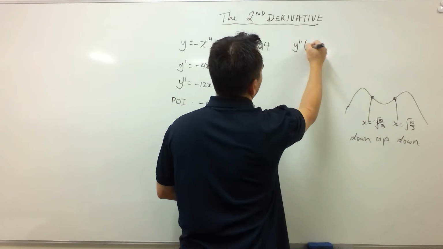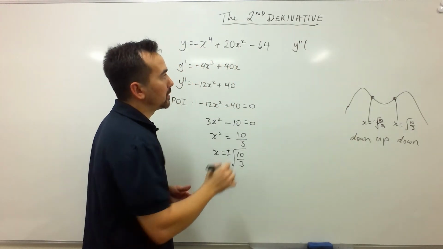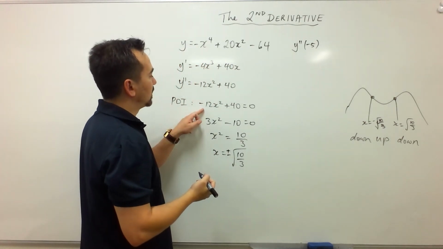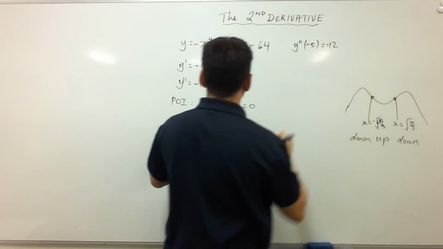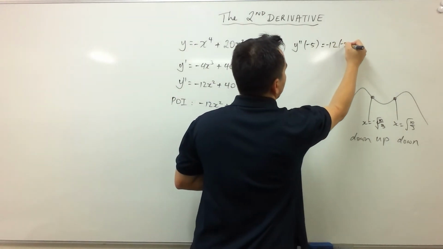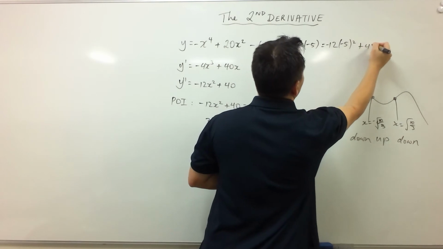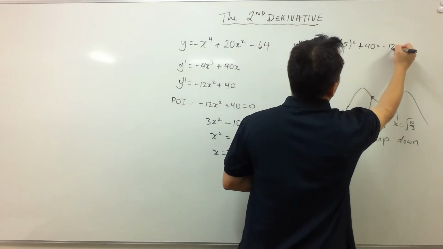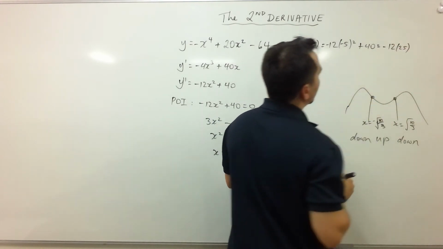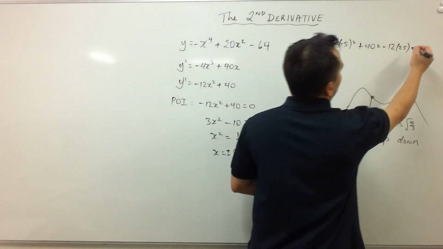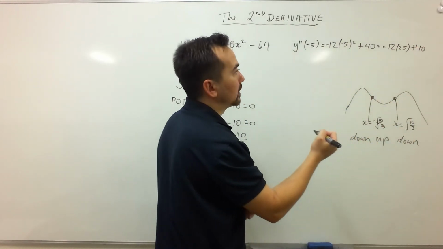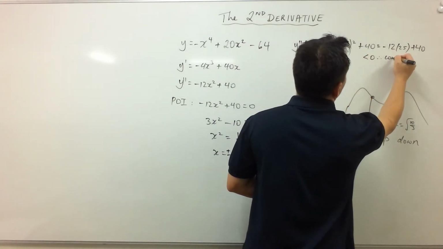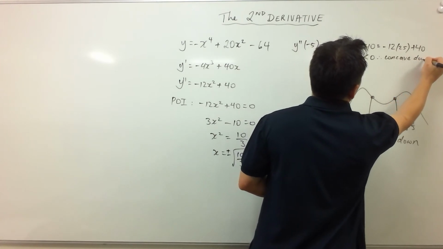Pick a value to the left of negative root 10 on 3. I'm going to pick negative 5, and we'll substitute it into the second derivative. We have negative 12 times negative 5 squared plus 40, which is negative 12 times 25. Well, that's a very large number. And when we add 40, we are obviously going to still get a negative number. It's less than 0, therefore it's concave down.